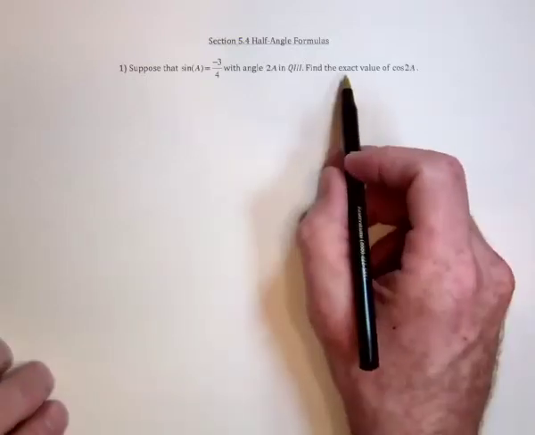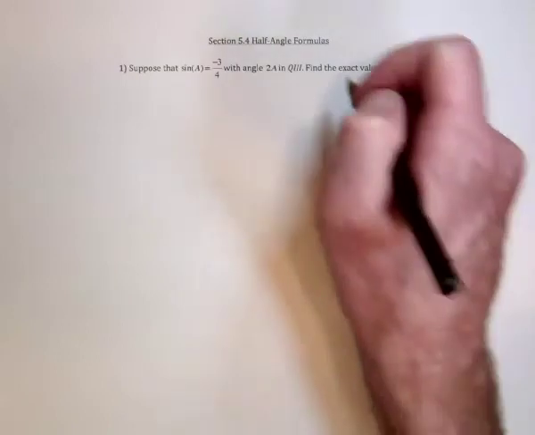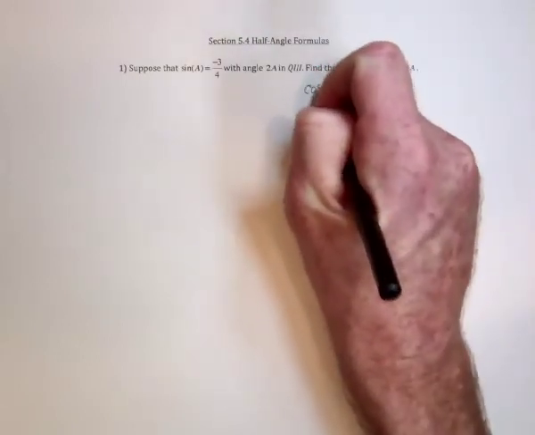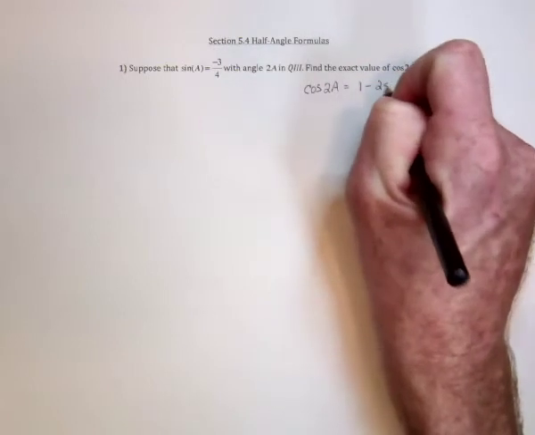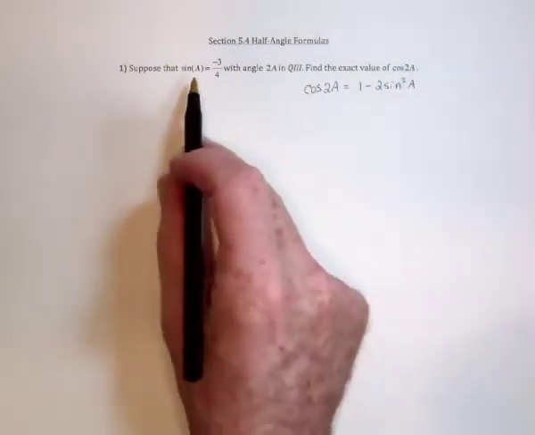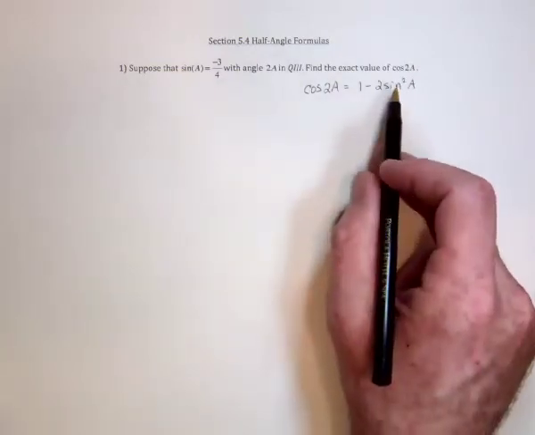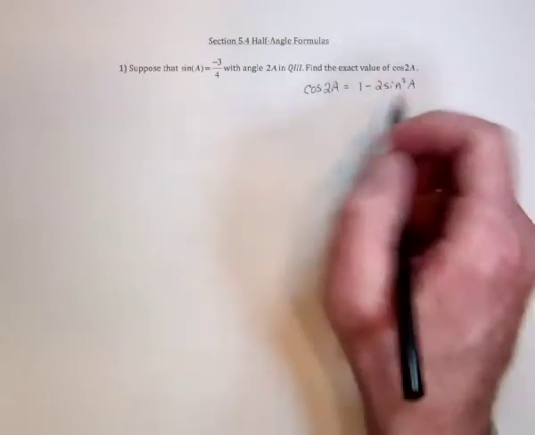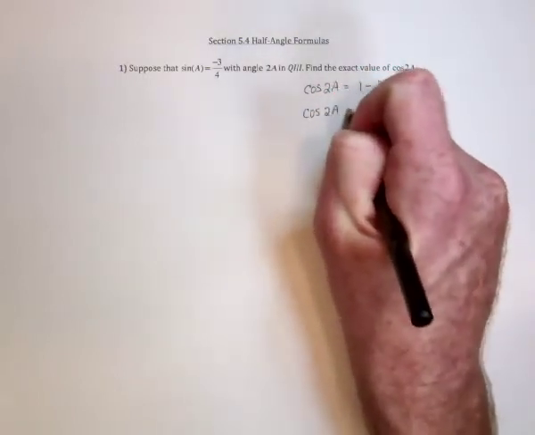So in order to find the exact value of cosine of 2a, we're going to need to use a trig identity for cosine of 2a, which is going to be 1 minus 2 sine squared of a. Since we have the value of sine of a, we can just substitute that in here. If you ever forget this formula, hopefully you remember this one.